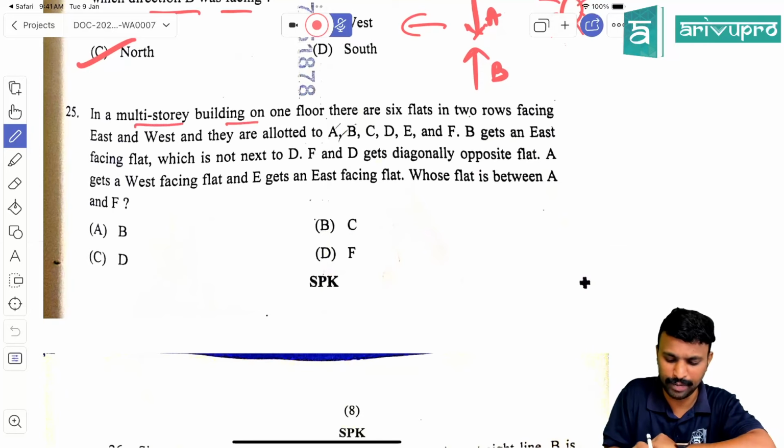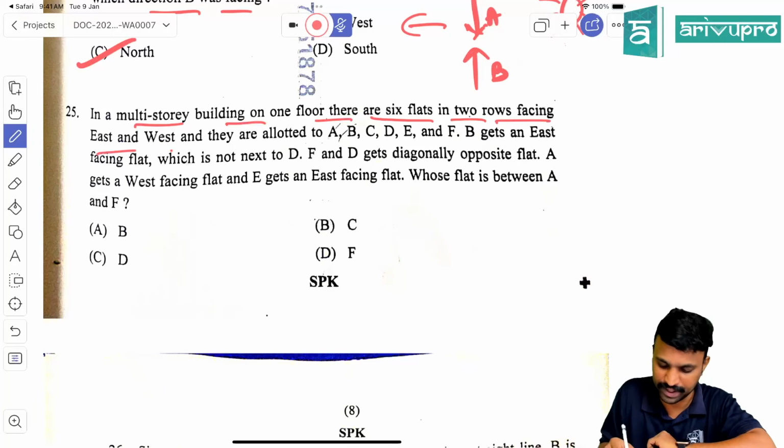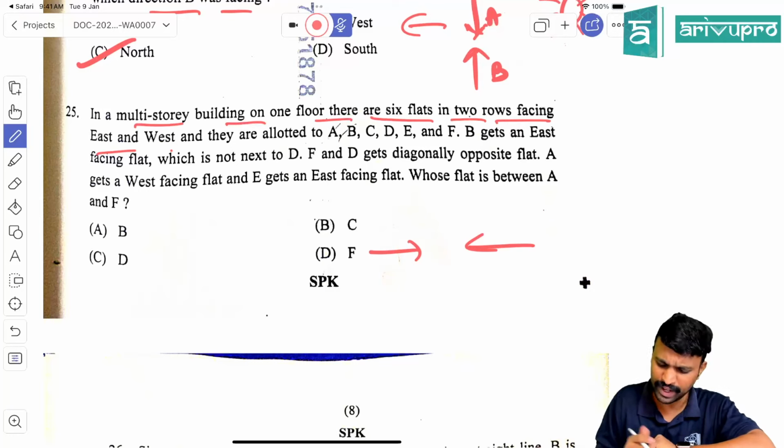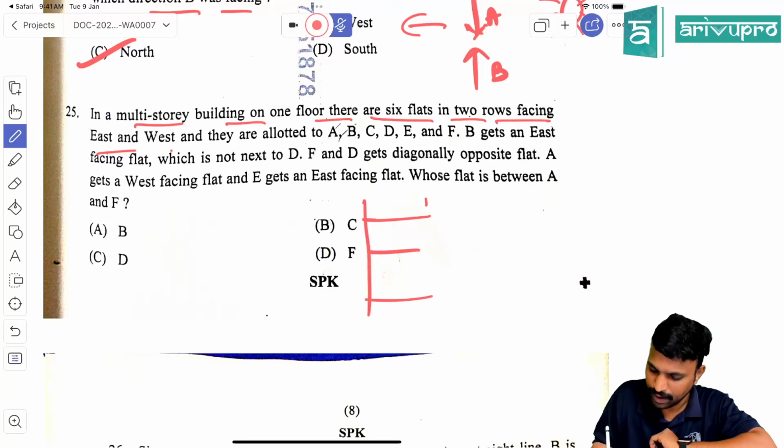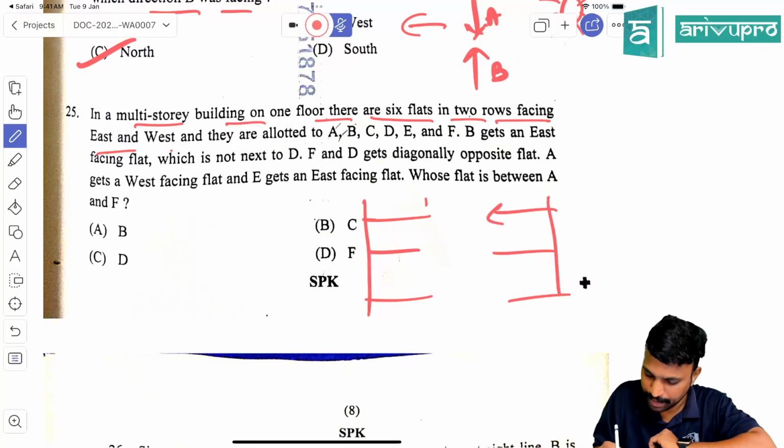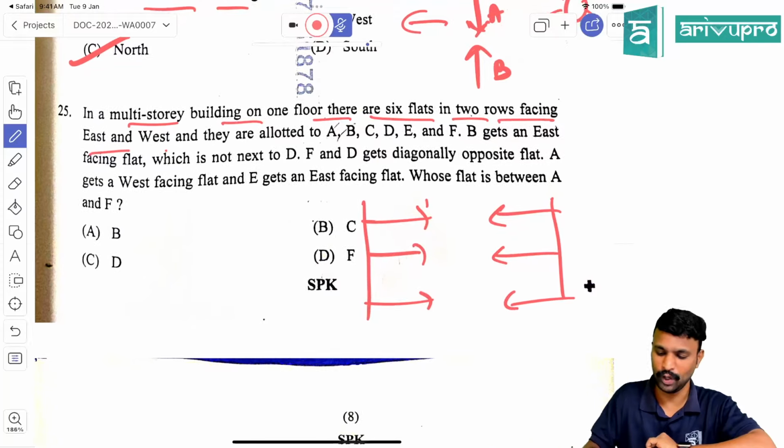In a multi-story building, on one floor there are 6 flats, in 2 rows facing east and west. It's like this, 2 rows facing east and west. What we have to see is these are the 3 flats and 3 flats over here. They are facing east and west like this. Clear? Now we have to locate them.